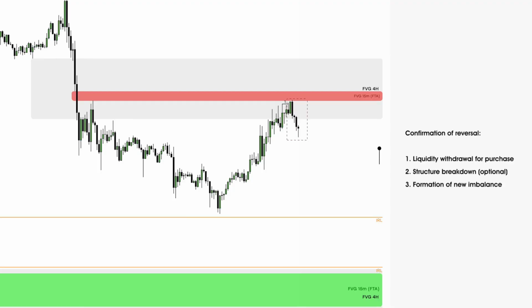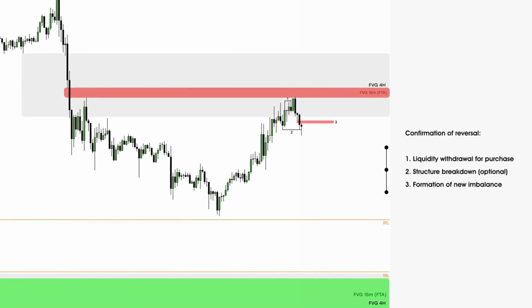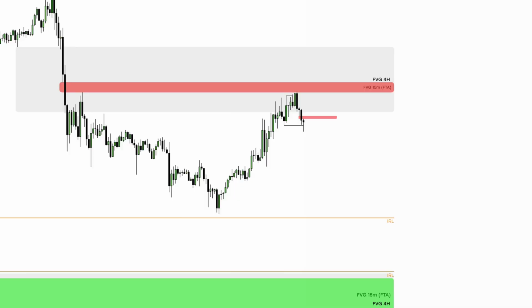First, the removal of buy liquidity. Second, a sharp price decline accompanied by a structure break. Third, the formation of a new bearish imbalance, signaling the start of a downward movement. Even if the structure break doesn't occur, the bearish imbalance itself is a sufficient early reversal signal. In this case, place a limit order to enter short at the start of the zone of interest.